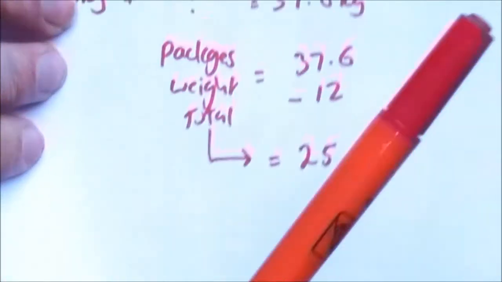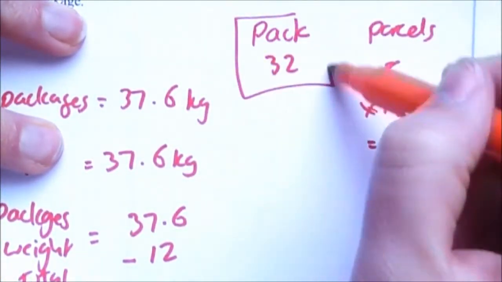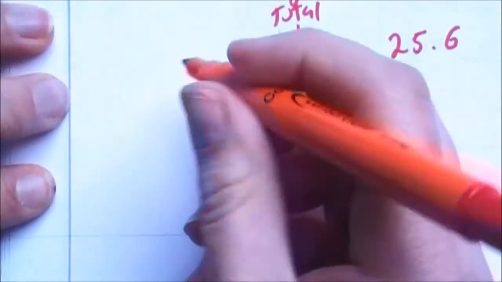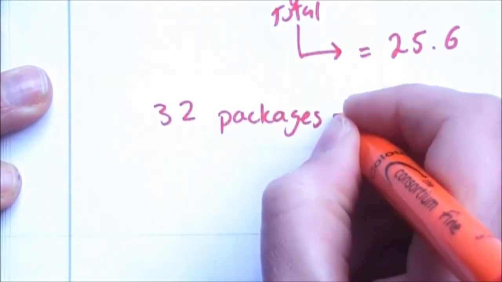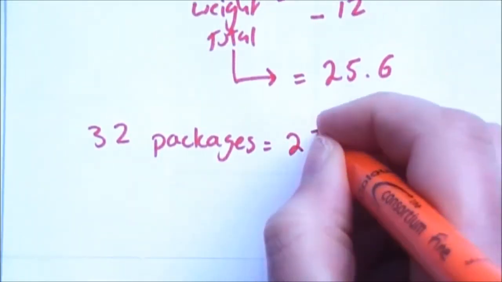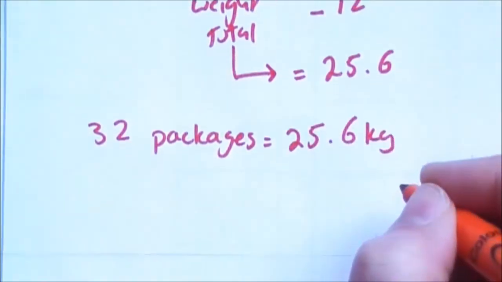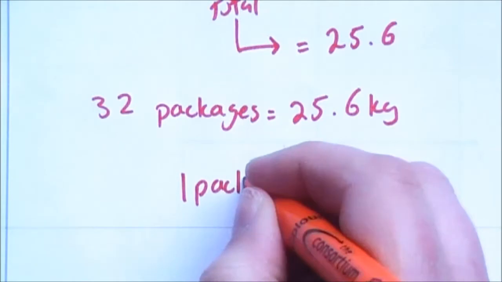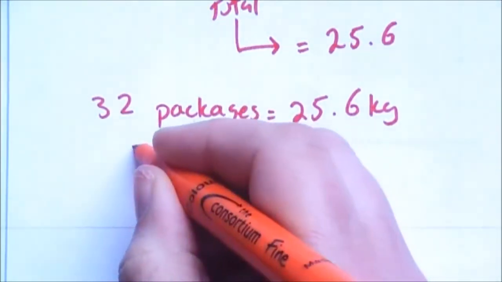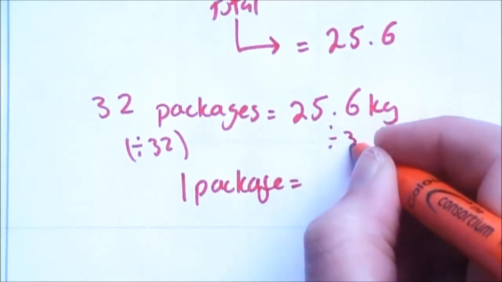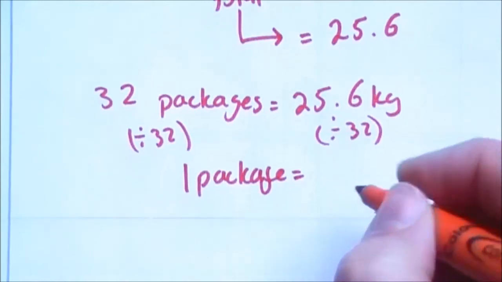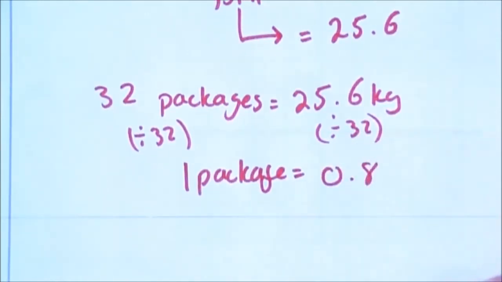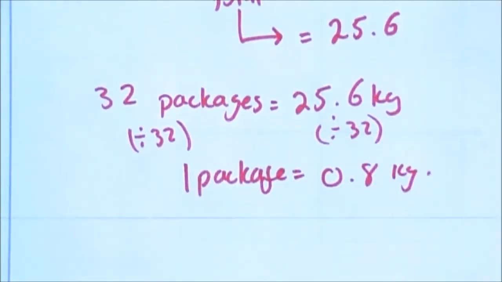Now, I worked out up here that I actually had 32 packages. So I know 32 packages have a total weight of 25.6 kilograms. I can quite easily now find out what one package is worth by dividing both sides by 32. So 25.6 divided by 32 is going to give me 0.8 of a kilogram. So one package is 0.8 of a kilogram.